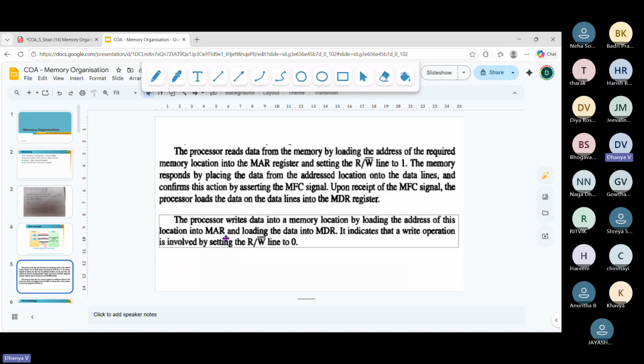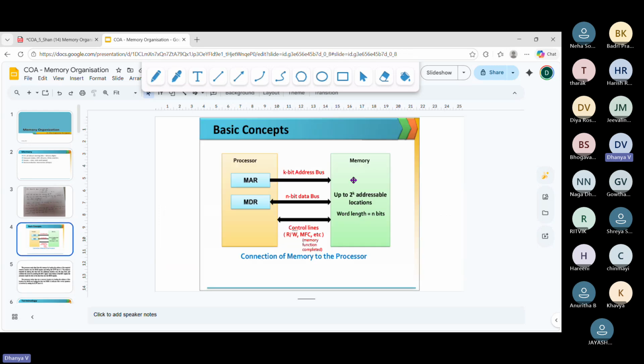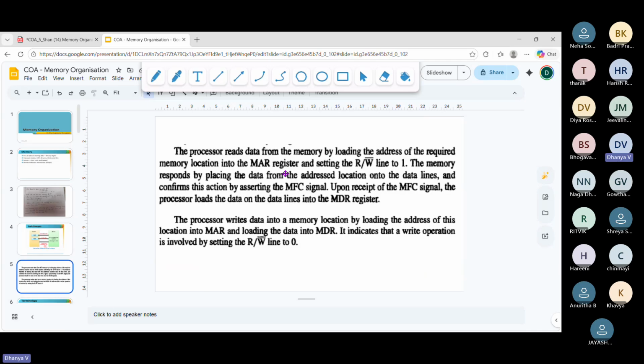Okay. So when it comes to writing, the processor writes data into the memory location by loading the address of this location into MAR and loading the data into MDR. It indicates the write operation, that is 0. So it's the same thing. Wherever you need to write, that address will be stored in the MAR, and then a write signal will be initiated, so 0 will be initiated. After that, the MFC signal will say that I've done this. Whatever you need to write will be in the MDR, and later it will get written into your main memory. So this is what your entire flow is.